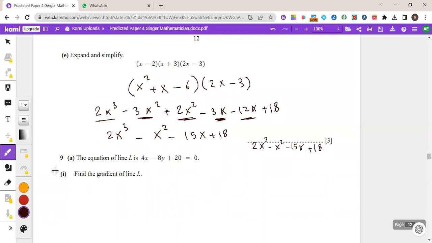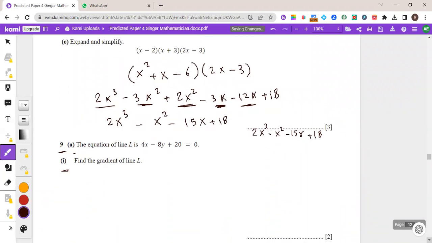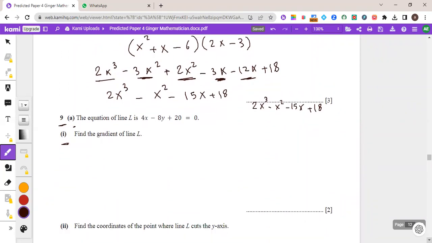Next question 9a. The equation of line L is 4x minus 8y plus 20 equals 0. Find the gradient of line L. Okay, how to get the gradient?